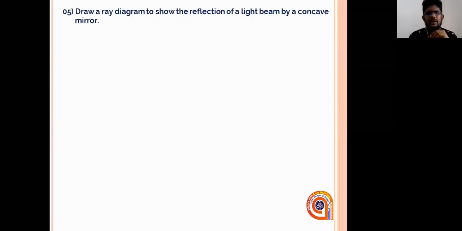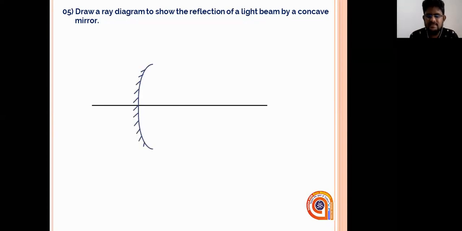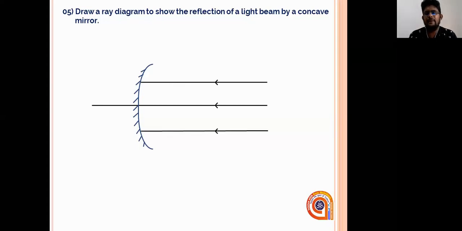Draw a ray diagram to show the reflection of a light beam by a concave mirror. Concave mirror, we said, is an inward curve. So I'm taking the axis first, and this is the concave mirror, inwardly curved. I'm going to take three parallel rays. They are the incident rays. When we take concave mirrors, they are converging. The basic idea is if a ray comes along the principal axis, it will be reflected back along the principal axis. And the other rays which come parallel will be converging to a point.